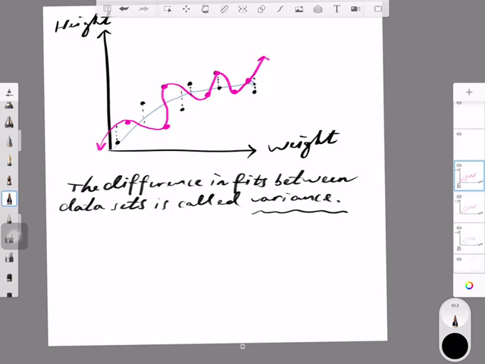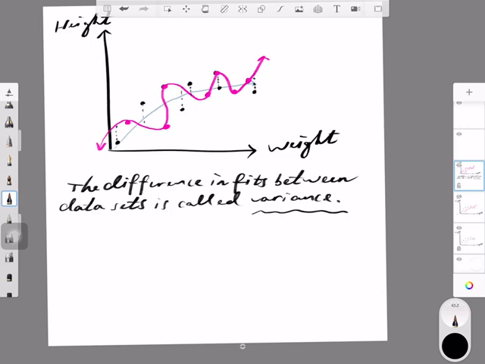In machine learning, the difference in fits between data sets is called variance. Let me write this down. The difference in fits between data sets is called variance. Okay, that's the definition of variance.